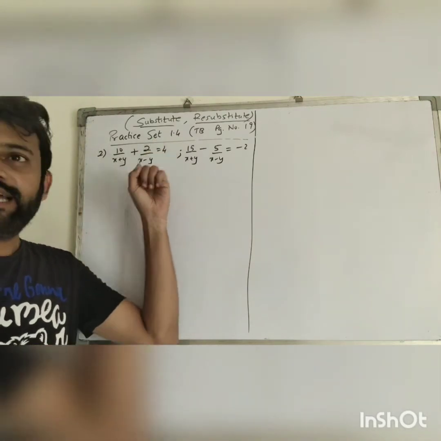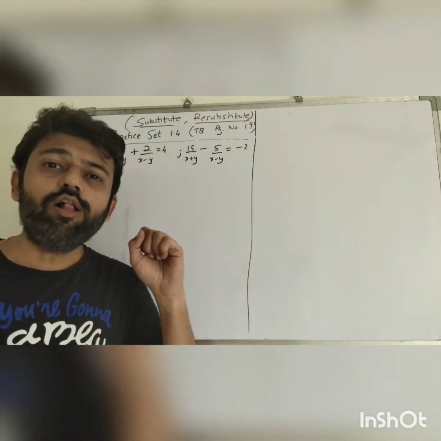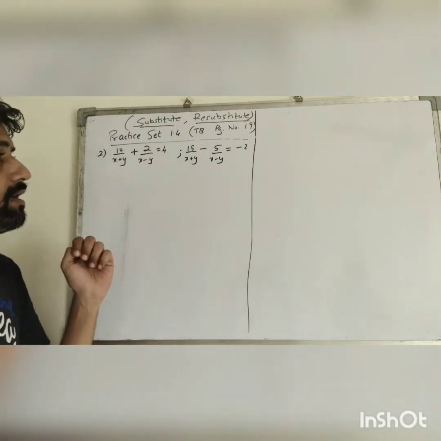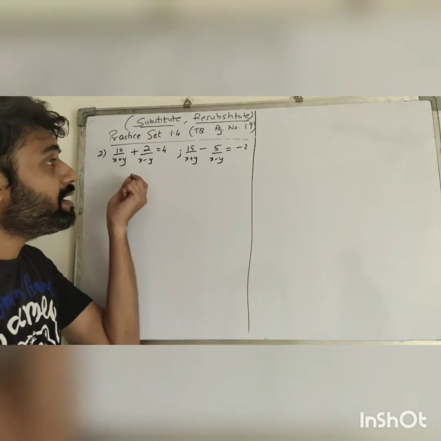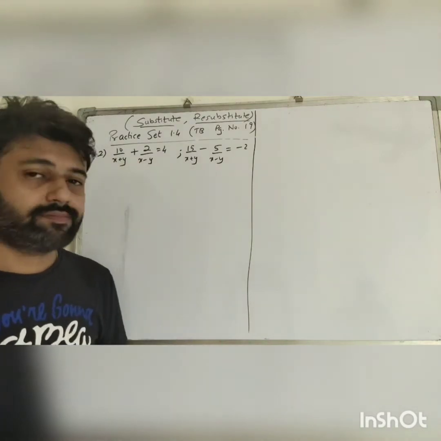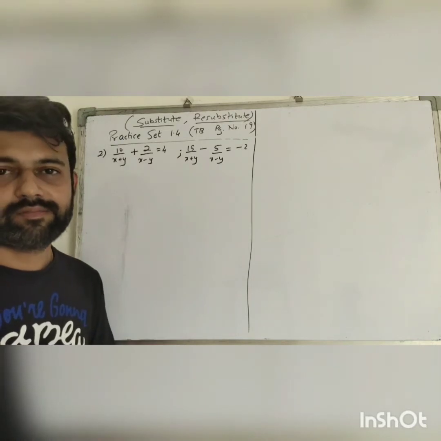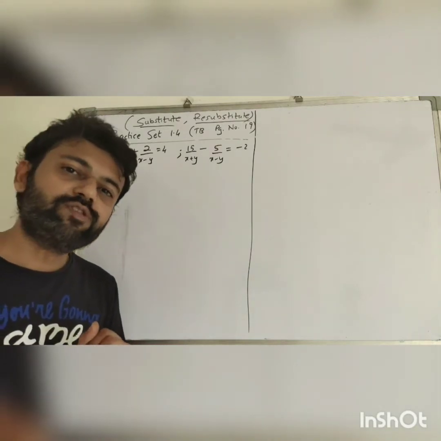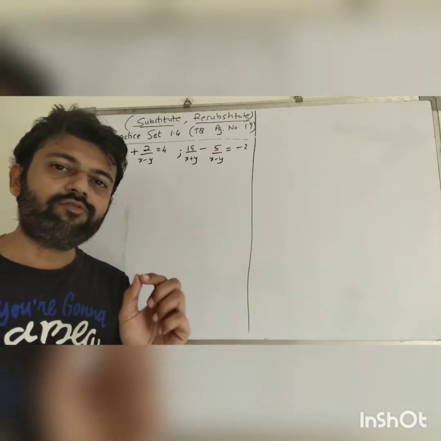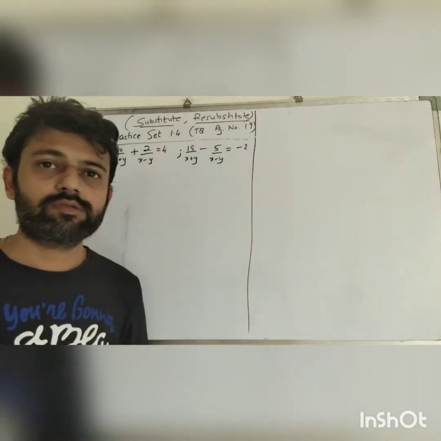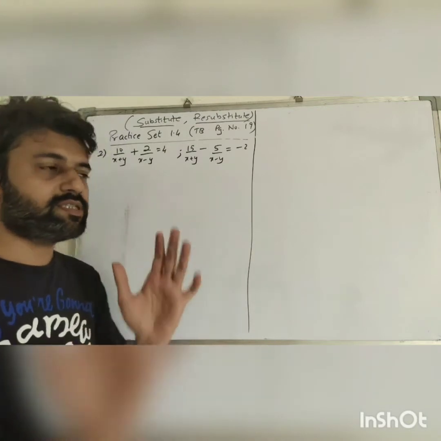In this practice set, in all the four sums, you will see that the variable is in the denominator. The variable remains always in the denominator. And whenever you see that, you have to think of the category substitute, resubstitute. Substitute, resubstitute.